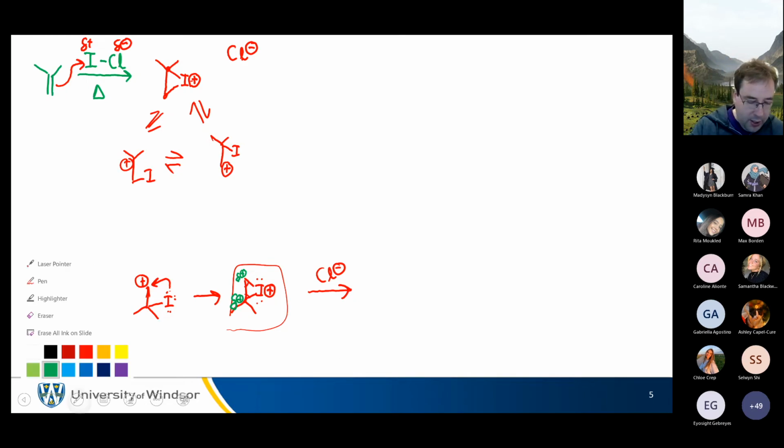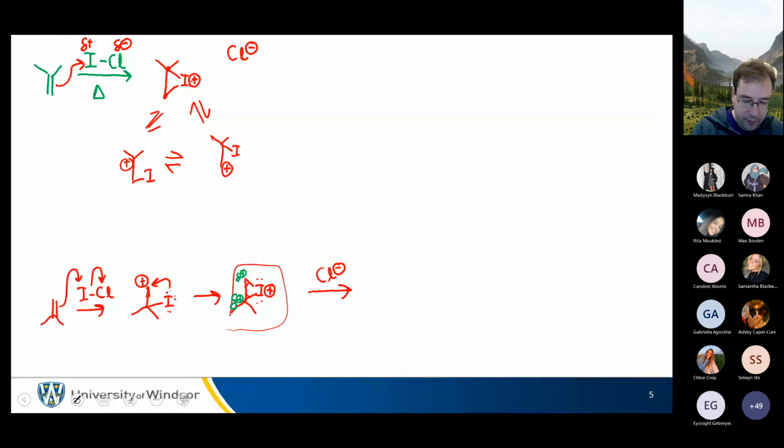So when we draw the arrow of the nucleophile coming in, it's going to attack that carbon, and we're going to break the carbon-iodine bond because carbon can only make 4 bonds.